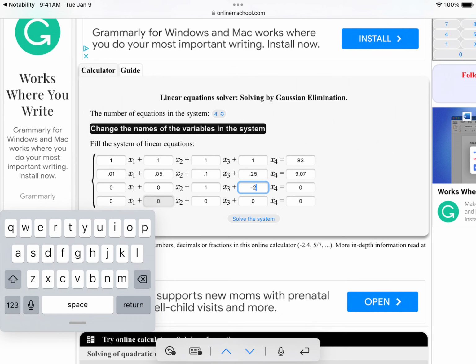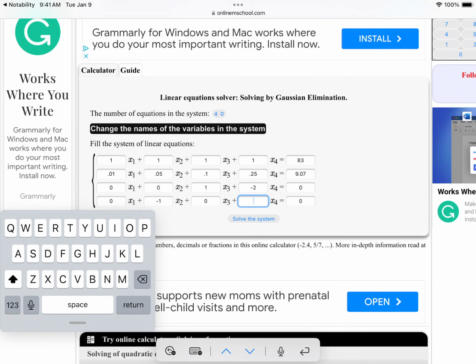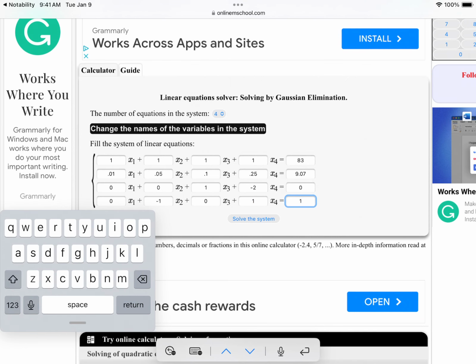And then that's supposed to stay a 0. That's supposed to stay a 0. This is supposed to be a -1. That's a 0. This is supposed to be a 1. And this is supposed to be a 1. Moment of truth. Did I type this all correctly?